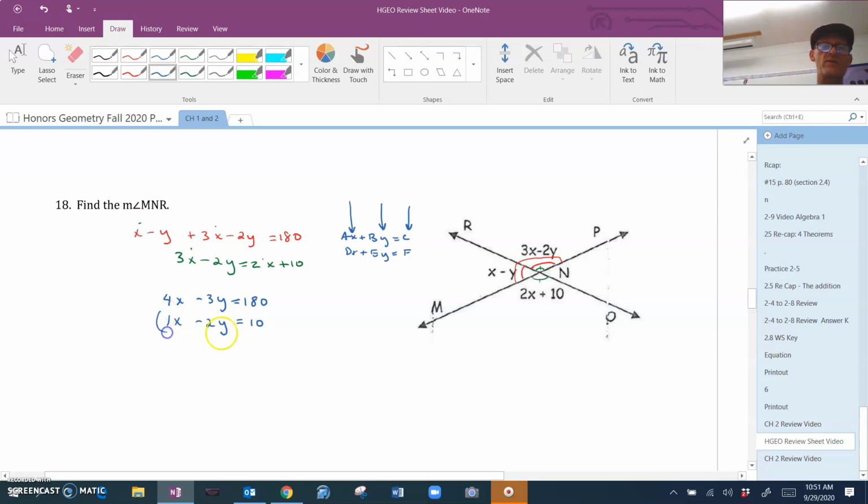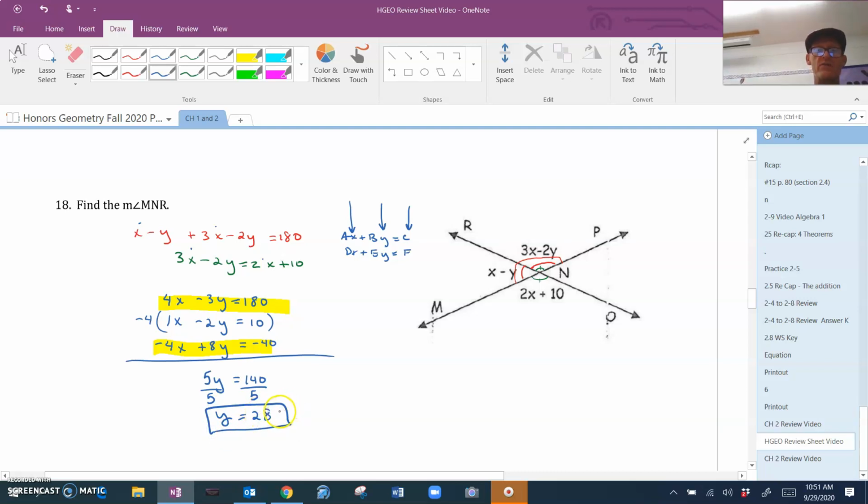Now, the best way to solve this is to multiply the bottom equation by negative 4, and that gives me negative 4x plus 8y equals negative 40. Now I'm going to add these two equations together, and the 4x terms drop out, so I have 5y here, and this is 140. I divide both sides by 5, and I get y equals 28.